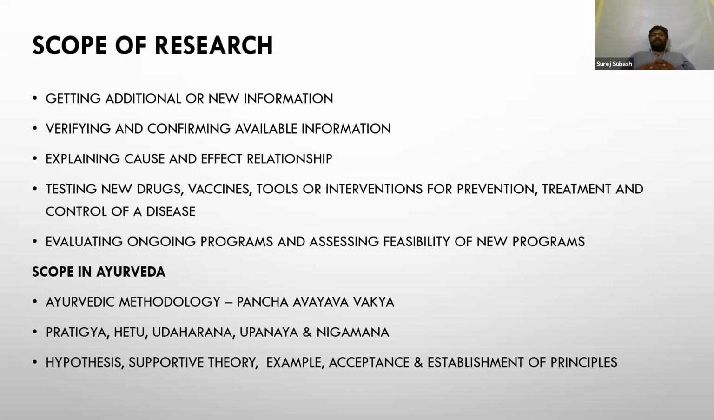So the first thing is getting additional or new information. Suppose you have a disorder or a disease, and you want to identify in which population this particular disease is more prevalent. Say for example, just as an example, is diabetes reported more in adults in recent times? Or is diabetes more reported in people in the age group of 30 to 40 when compared to earlier? So that is getting additional or new information.